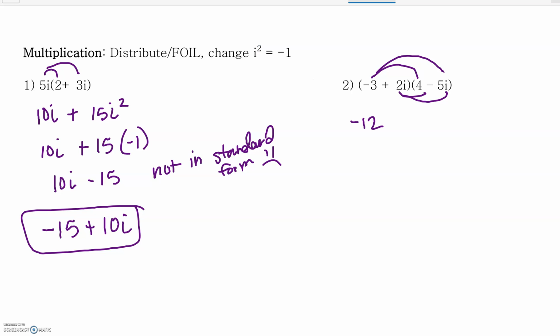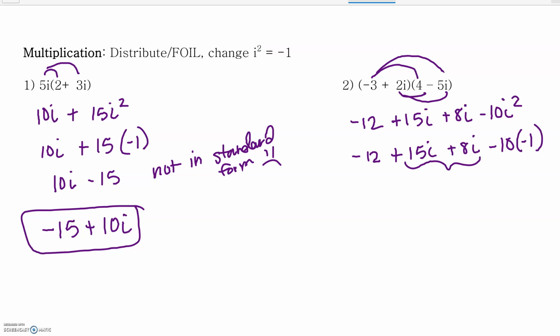Negative 12 plus 15i plus 8i minus 10i squared. Let's change that i squared to negative 1 and combine our middle terms. And then lastly, combine our real pieces there to get negative 2 plus 23i.